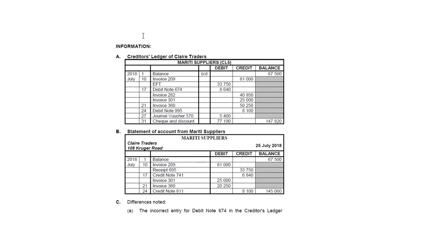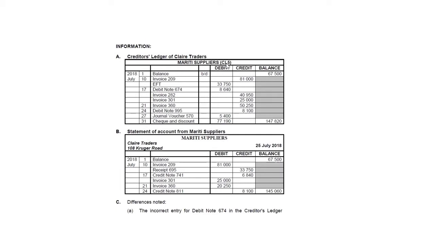They give us a creditors ledger, our books, for Mariti, and they give us their statement with all the transactions. So the first thing would be to compare the two. When we compare them, it's important that we know that whatever's in our credit column will be in their debit column. What's in our debit column will be in their credit column. It is a mirror image, just the opposite.